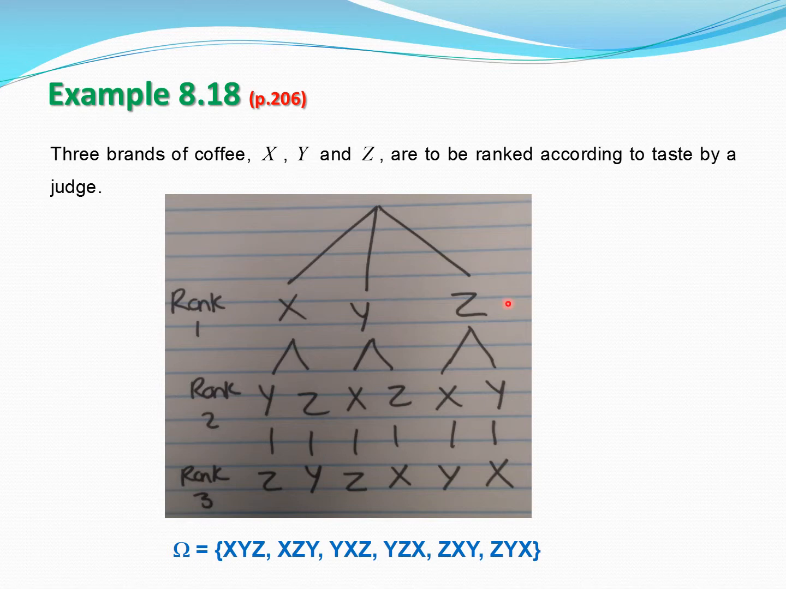So any of the 3 brands can be ranked first, but then you will only have 2 options for the second ranking, since the same brand can't be ranked first and second, and then for the third rank you will only have 1 option each time. So we have 6 possible outcomes in total in our sample space.